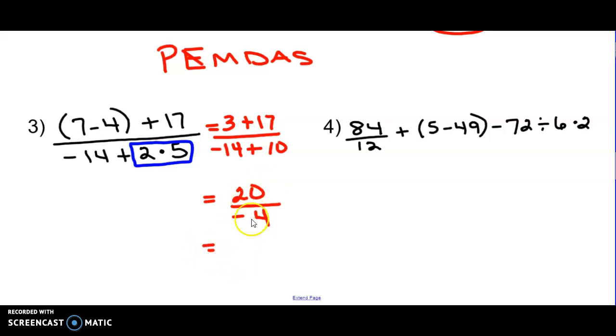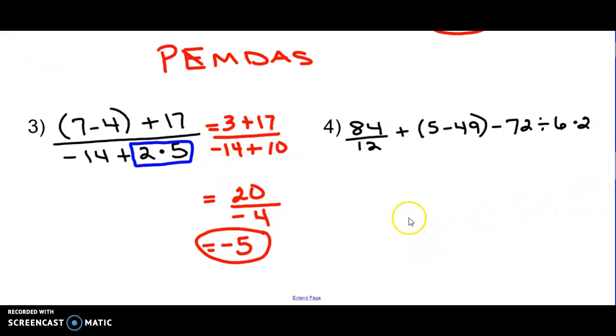So then we can just do division. 20 divided by negative 4. We're dividing a positive by a negative, so we know that our answer is going to be negative. And then 20 divided by 4 is 5. So our final answer is negative 5.